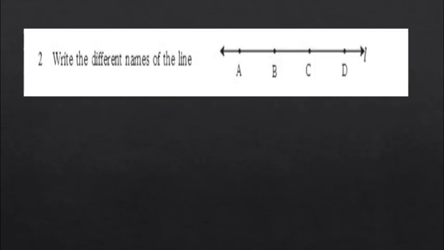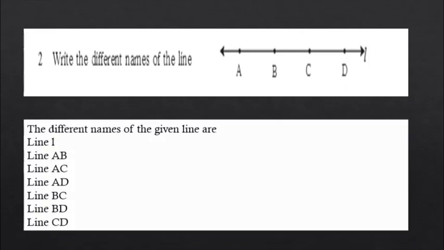Let's look at the second question. The second question is, write the different names of the line. Now a line is given and we need to write its name. One thing we have to remember is that while writing the name of a line, we can use both capital letters and small letters. So, what can we name this line as? First of all, we can name it as line L. We can also name it as line AB, line AC, line AD, or we can say BC, BD, or CD, and so on.